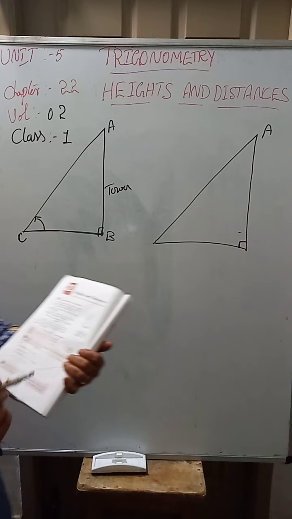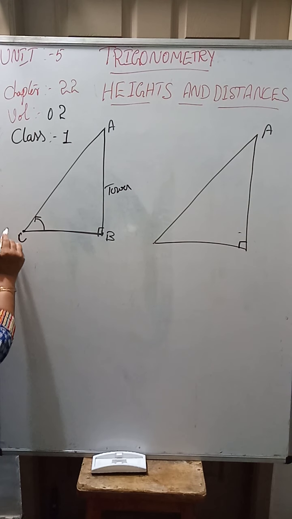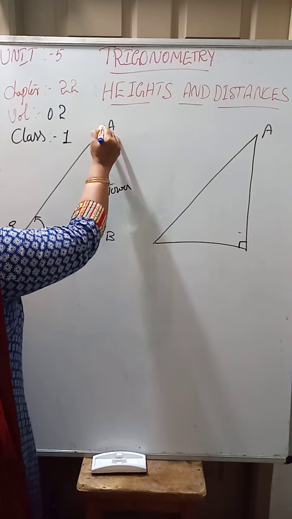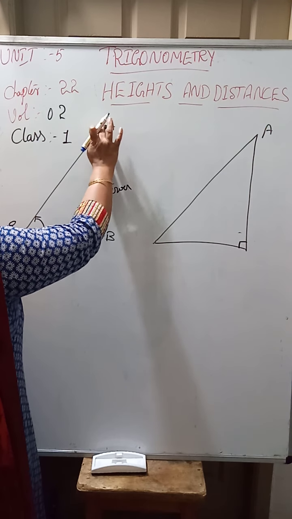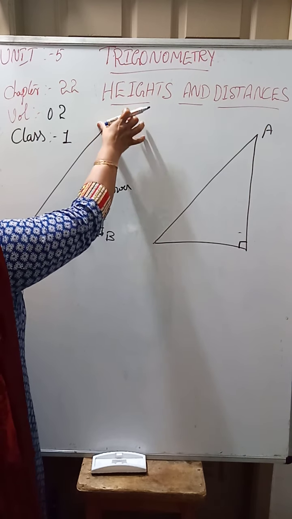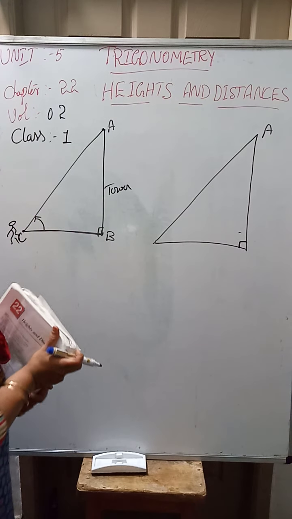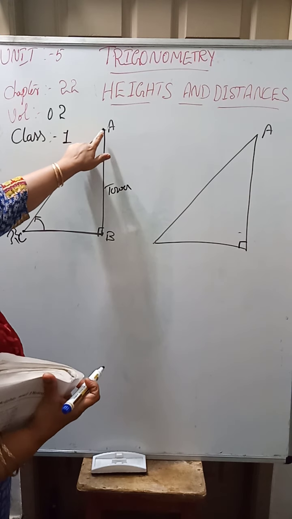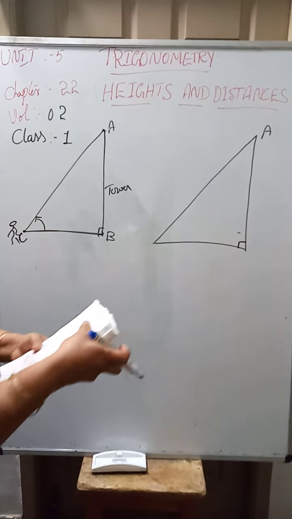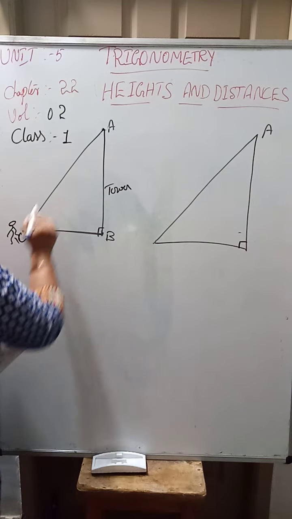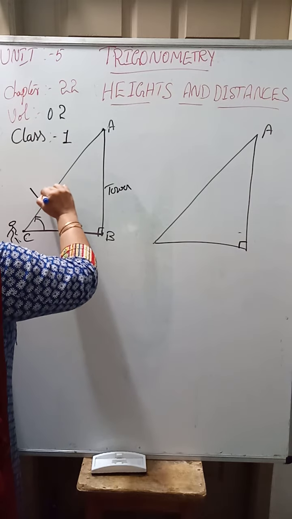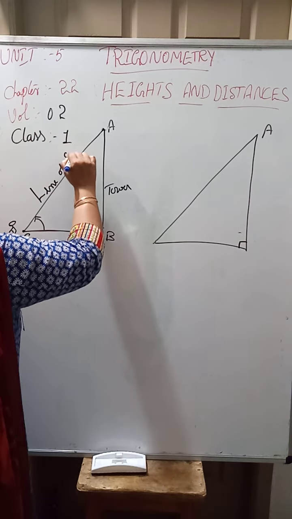At a point C on the level ground, a man is standing and observing an object. Something object is there at this corner. From this point, the man is observing the object at the point A. The line CA is said to be the line of sight.